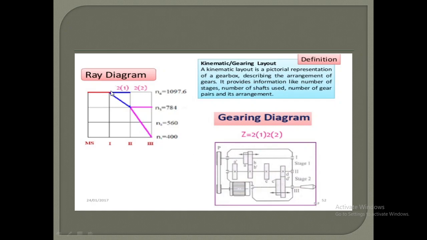Then how to draw this? There are 2 pairs here. Here is the number of shafts. We know that there are shafts 1, 2, 3, and one is the motor shaft. Here we have seen the DEM and DI. DEM is the diameter of the pulley on the electric motor shaft, and DI is the diameter of the pulley on the input shaft. Both we have seen in yesterday's lecture.